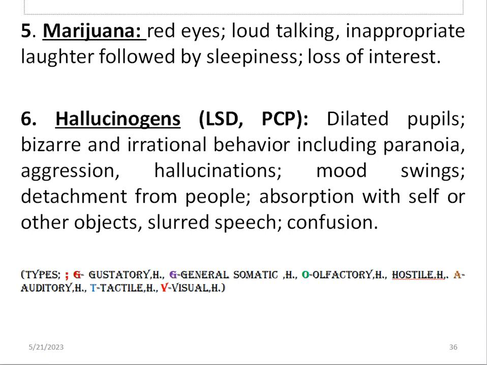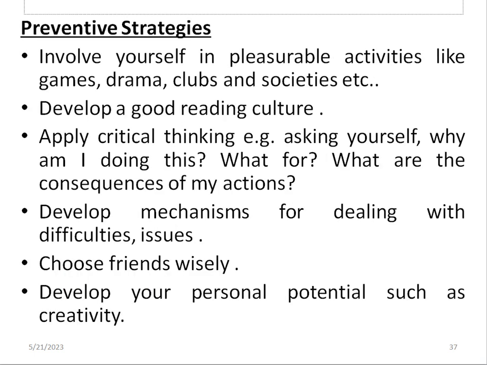So hallucinations affect the gates of knowledge. The gates of knowledge: that is to do with the eyes, visual hallucination; to do with the nose, olfactory hallucination; to do with the ears, auditory hallucination; to do with the mouth, we have gustatory hallucination. To do with the sense of touch, as a gate of knowledge, we have tactile hallucination. Then we also have somatic, genosomatic hallucination.